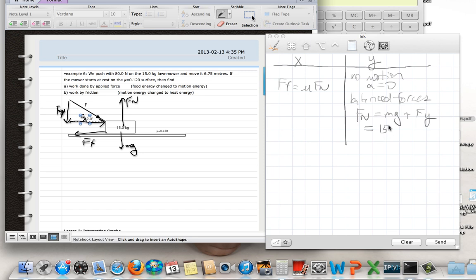So this will be 15 times 9.8 plus the applied force, which is 80 newtons, 80 sine of 32 degrees. So that gives you your normal force. Then to find your friction force, you have to multiply that by mu. Mu is given as 0.12. And then calculate the force of friction. Once you've done that, find the work done by the applied force and the work done by friction.